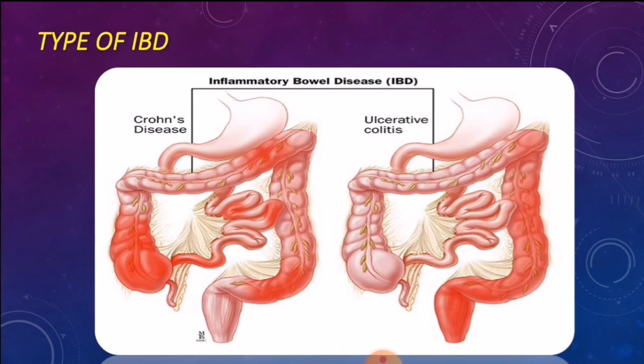Types of inflammatory bowel disease. Inflammatory bowel disease consists of two types: ulcerative colitis and Crohn's disease.